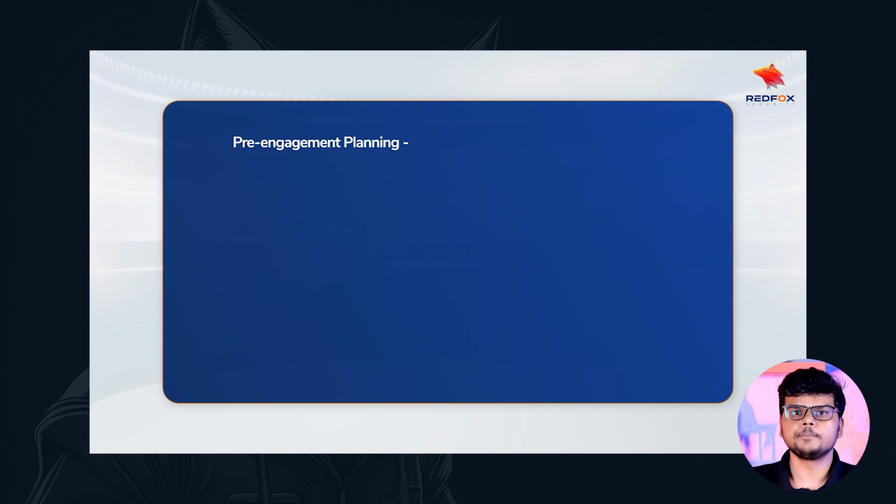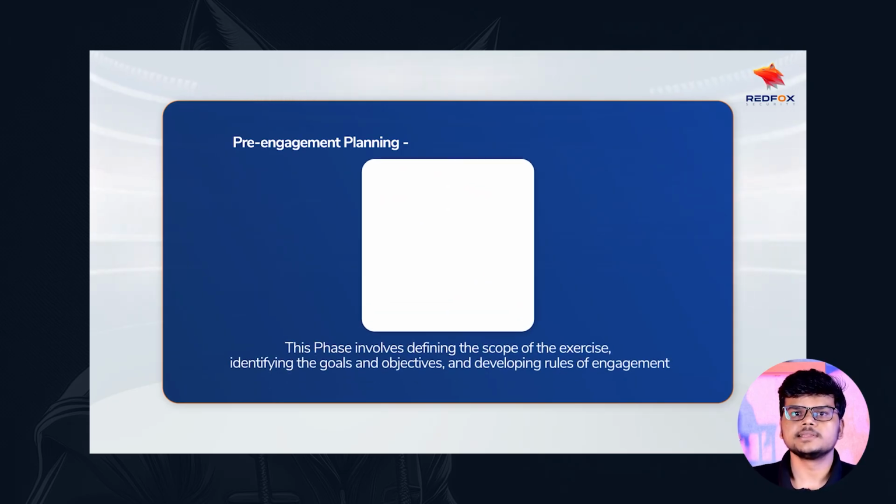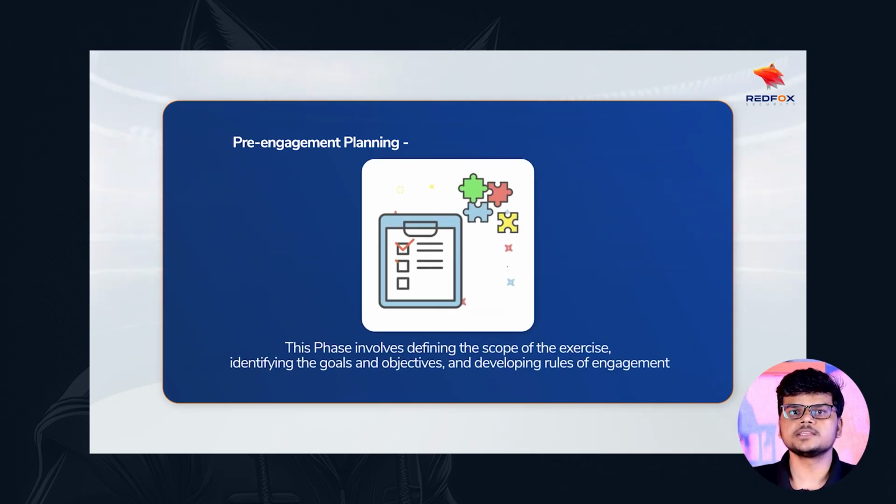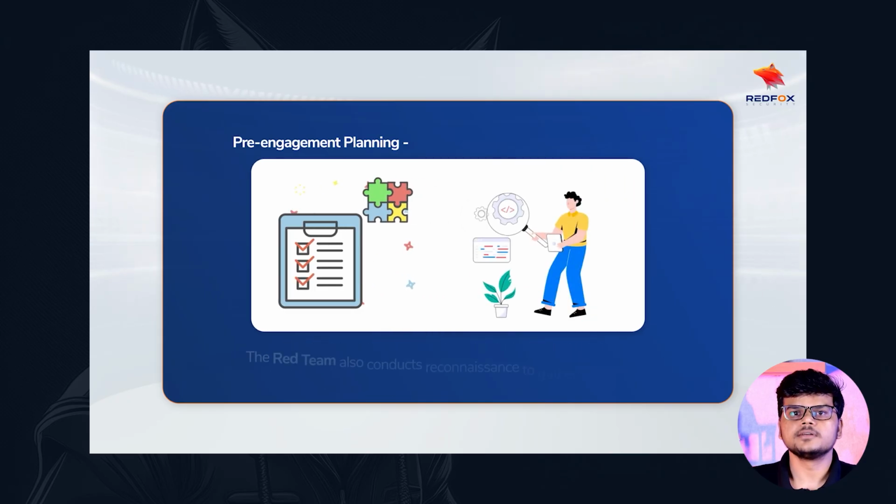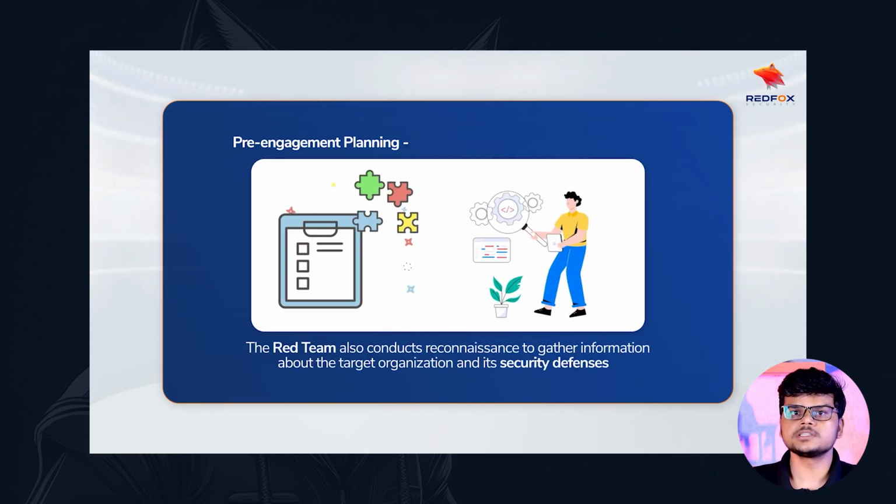First is pre-engagement planning. This phase involves defining the scope of the exercise, identifying the goals and objectives, and developing rules of engagement. The Red Team also conducts reconnaissance to gather information about the target organization and its security defenses.